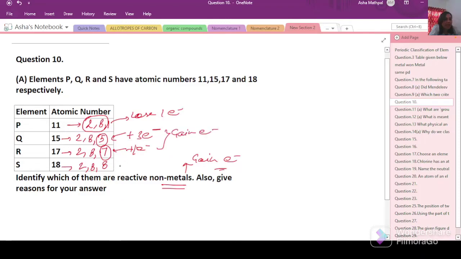And if you see S, it is having its last shell octet filled. In the last shell, 8 electrons are already there. Its valency is 0 simply. So Q and R are the non-metals here. So the answer will be Q and R, and this is its explanation part.